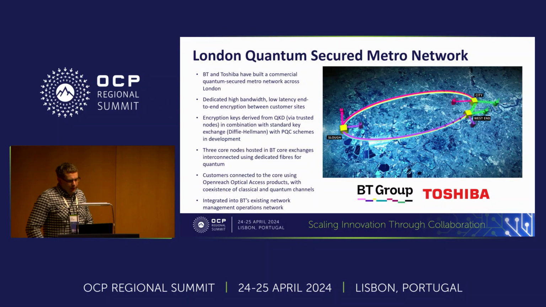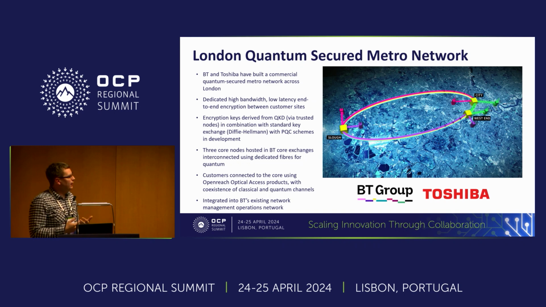So moving on, in a joint project between BT and Toshiba, which we launched in 2022, we have built a commercial multi-tenanted quantum secured metro network across London. We've got 2 sites in the centre of London and 1 out on the west side in Slough, where a lot of data centres in the UK are based. We provide dedicated high bandwidth and low latency end-to-end encryption between these customer sites.